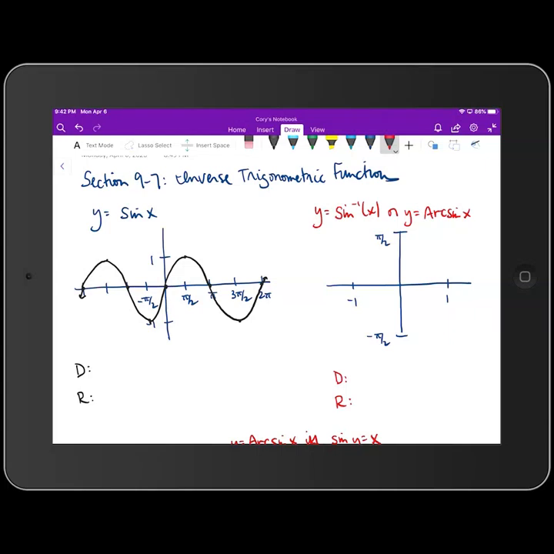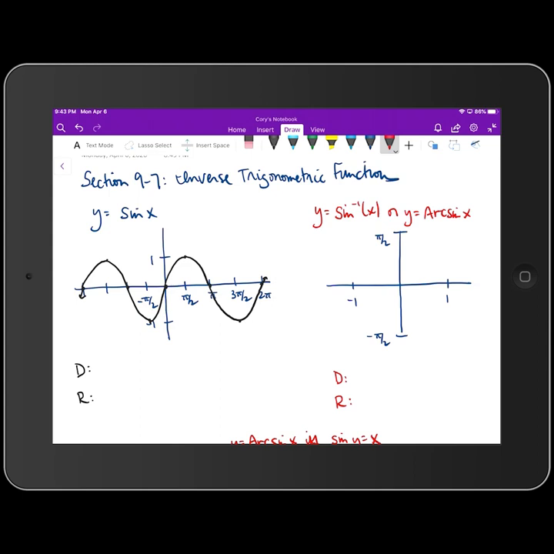Hi, everyone. We're going to get into the last section of Chapter 9, Section 9-7, which deals with inverse trigonometric functions. So we're going to take a look at the inverse sine function, the inverse cosine function, the inverse tangent function, and how they differ from sine, cosine, and tangent, respectively. We'll take a look at how we evaluate inverse functions. We'll take a look at how we take the composition of a function and its inverse, and vice versa.